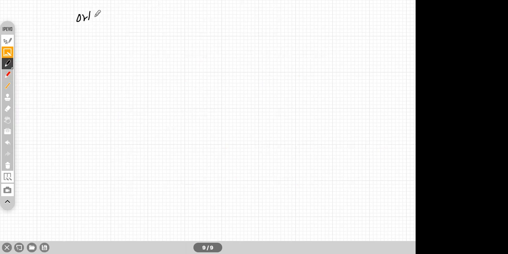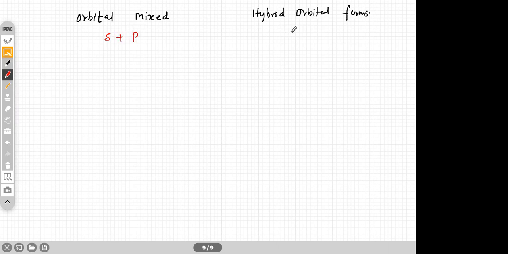One side we have the orbital mixed, and the other side hybrid orbital forms. Okay, so if you are mixing 1s and 1p, s and p you are mixing, so you will get sp hybridized hybrid orbital. If you are mixing 1s and 2p orbital, then you will get sp2 hybridized hybrid orbital. But how many sp you are getting here? Since 1s and 1p, two atomic orbital combines, so you will get 2 sp hybridized hybrid orbital. Are you getting my point?